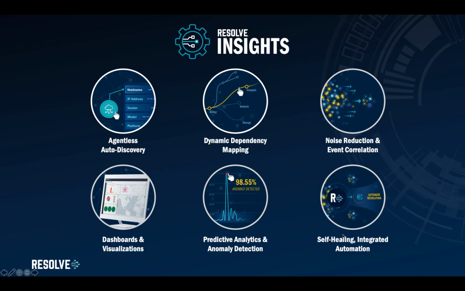So in this three-part series, we'll be covering all of the key capabilities within the Resolve Insights platform. In part one, we'll be covering agentless auto discovery and dynamic dependency mapping. Then in part two, we'll move more into the event correlation, noise reduction, and some of the predictive analytics capabilities we have. And then finally, in part three, we'll cover integration into our automation platform, including moving organizations towards a position of proactive or self-healing IT.